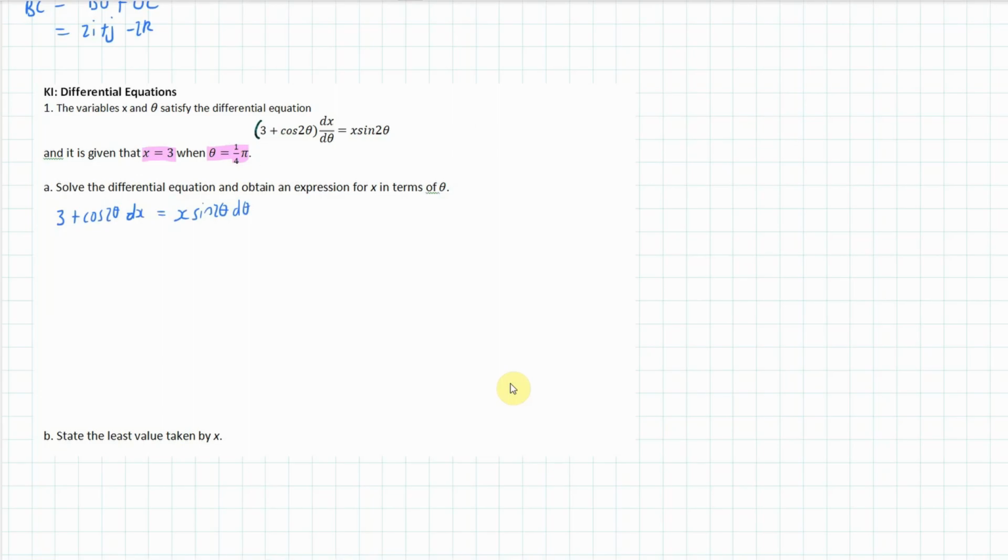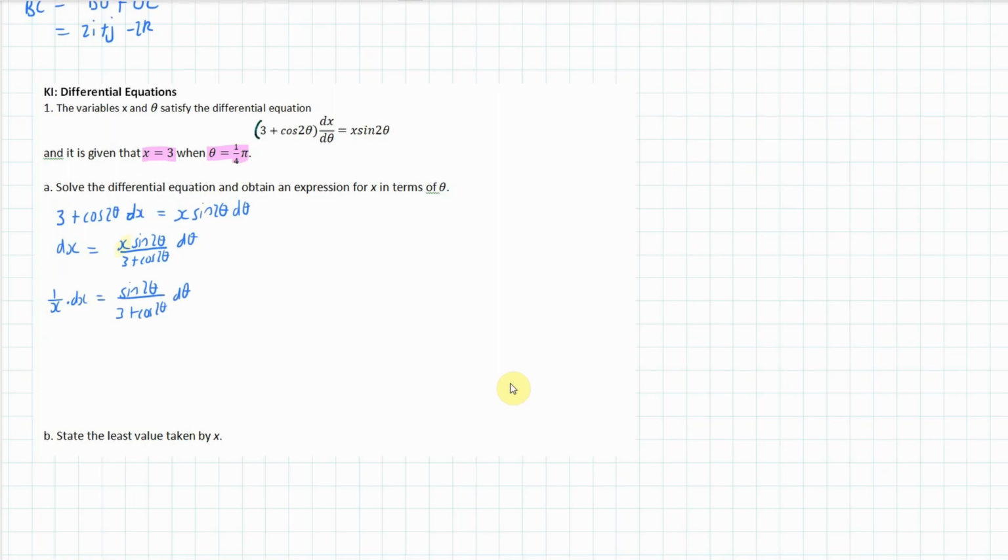And then I'm going to go dx equals x sine 2 theta. So I'm separating my variables, or working towards that, and then I'll have it over 3 plus cos 2 theta. Now I need to get rid of this x here, so I'm going to divide both sides by x. So I've separated my variables at this point, like that, with 3 plus cos 2 theta d theta.